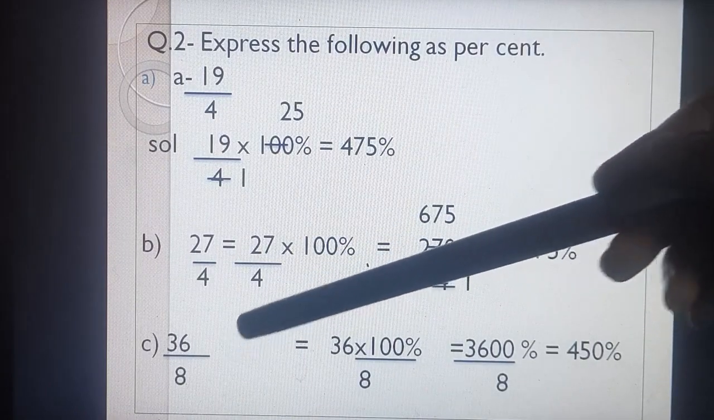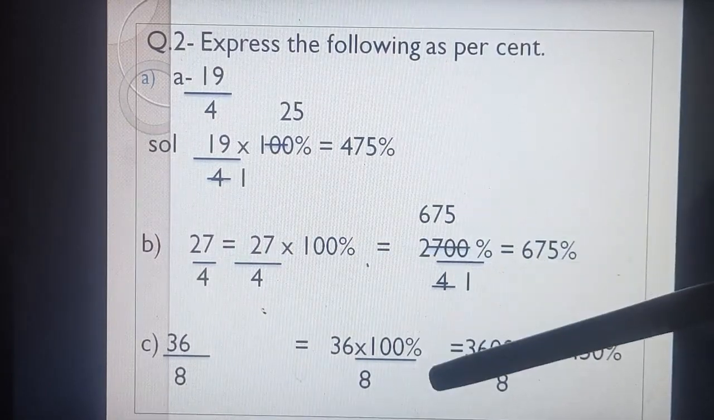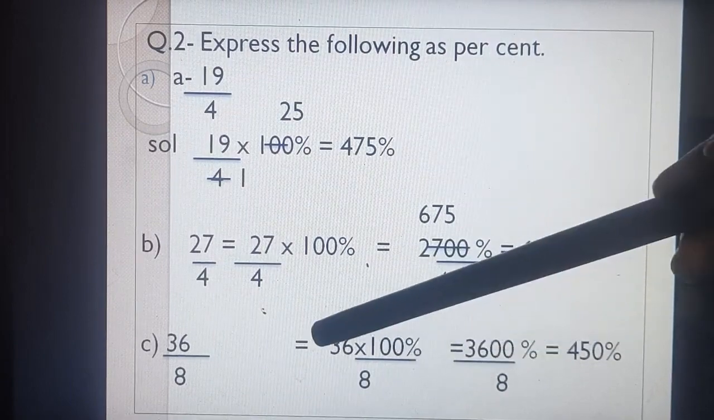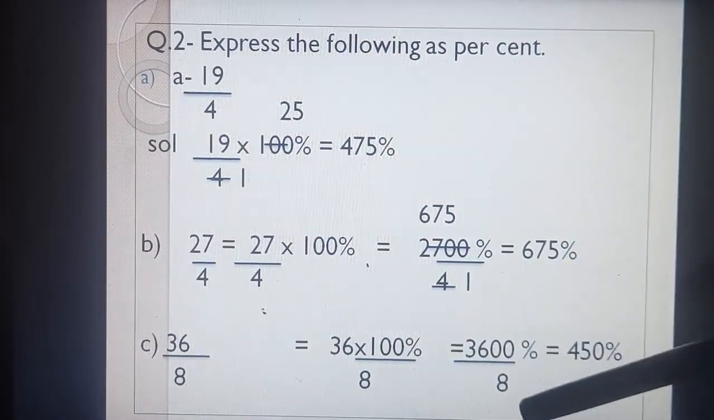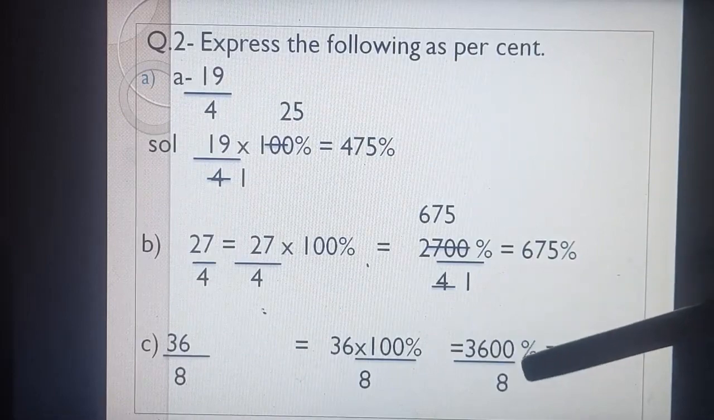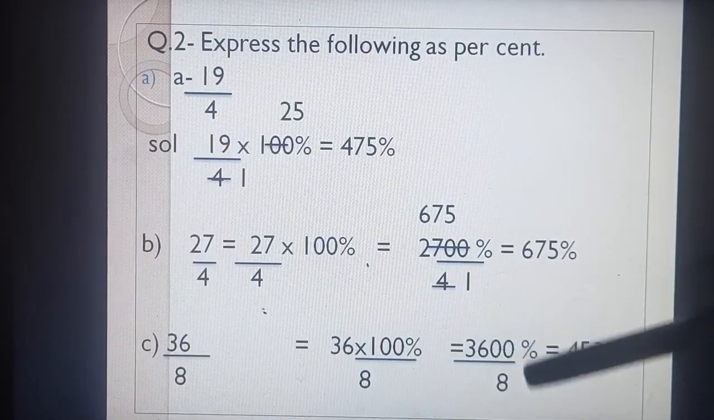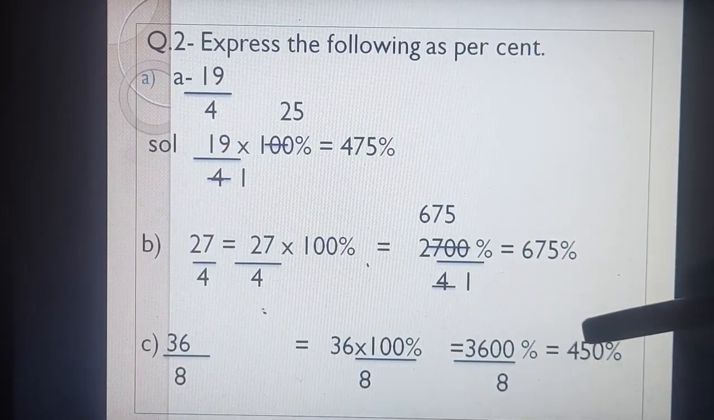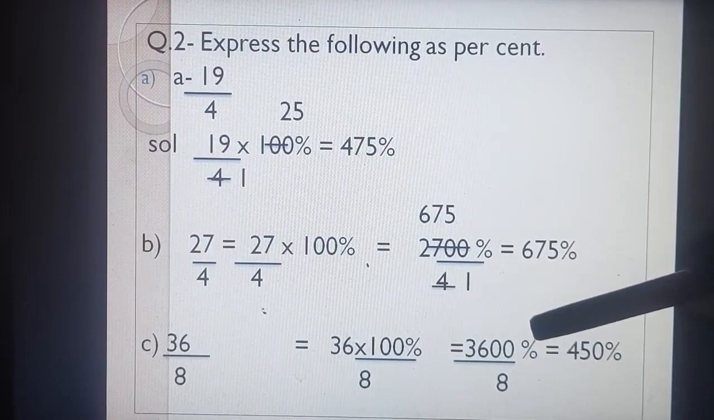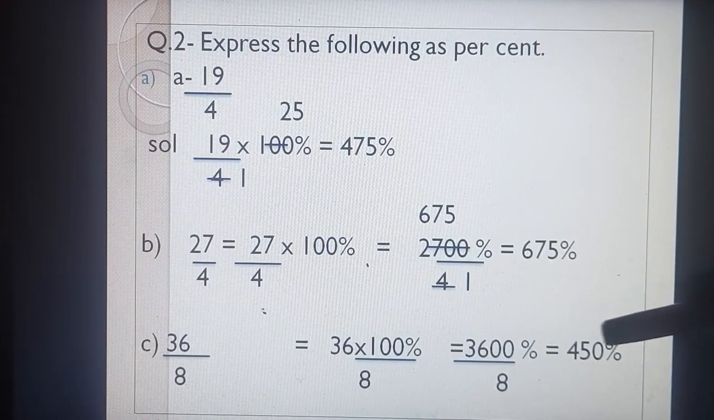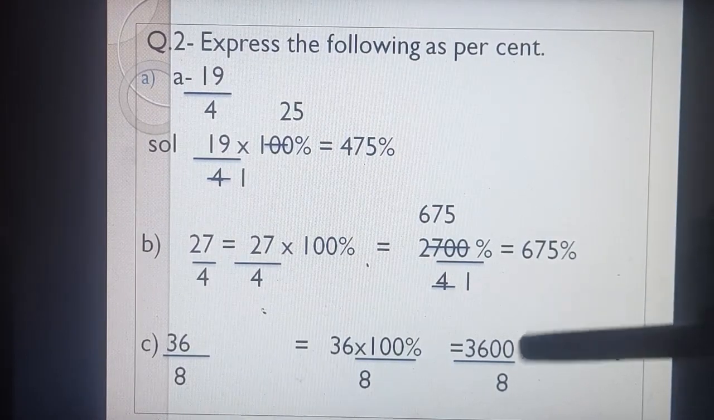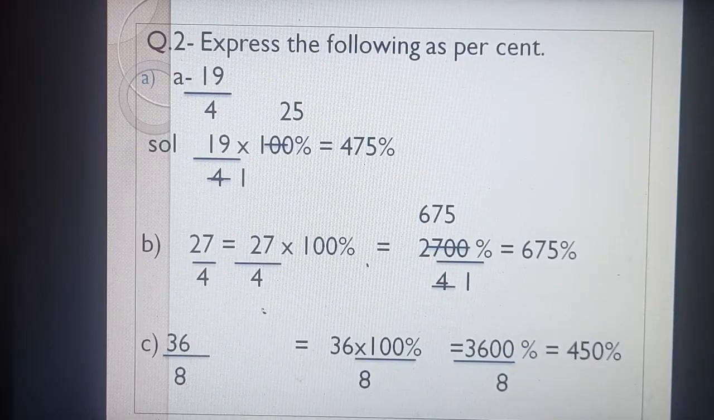Now C part, 36 upon 8. 36 upon 8 multiply by 100%. 36 multiply 100, 3600 upon 8. 3600 upon 8 means 3600 divided by 8 will give you the answer 450, and then put this percentage sign here, 450%. Understood? This division you can do in rough column or you can do cancellation also.